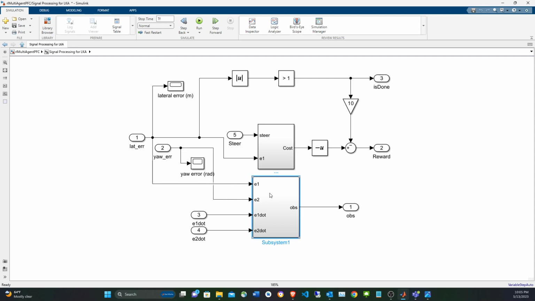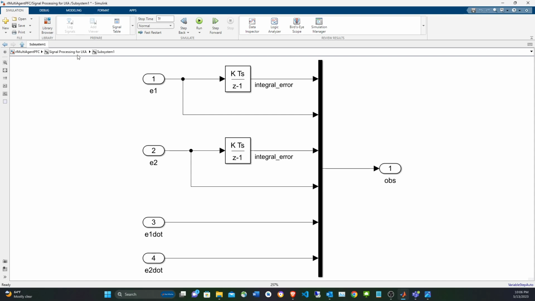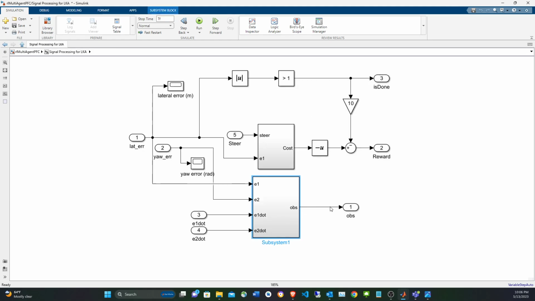They are fed directly. In addition to that, we need the integrals of the positions, so we have the accumulation of the positions, and we have the derivatives of E1 and E2. So we have a total of 6 observations for steering: the lateral deviation, the yaw angle error, and their derivatives and integrals.